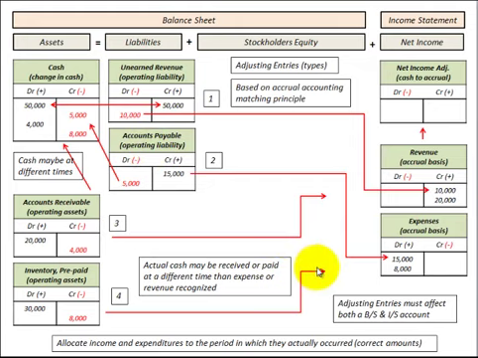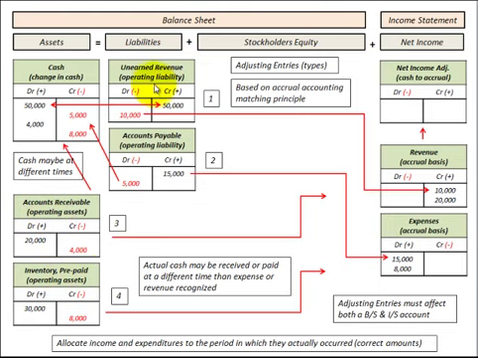Now, adjusting entries require both a balance sheet and an income statement account when they're made. Adjusting entries are classified into 4 different types. For our liabilities on the balance sheet, we'd have our unearned revenue and our accounts payable. For our assets on the balance sheet, we'd have our accounts receivable and our inventory or prepaid expenses.